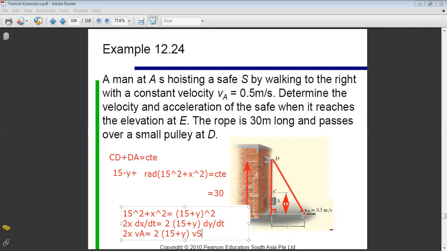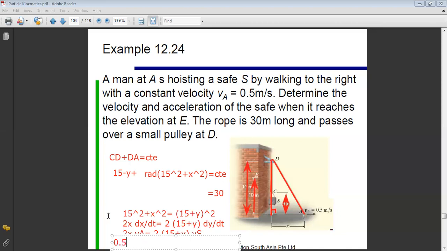All I have to do now is find the velocity of S when I reach position E. When I reach this position, what is the value of y of S? It's equal to 10. So for the position given, I replace y by 10. And VA is given, it's a constant, 0.5, so I replace VA by 0.5. I still only have to find the value of x.